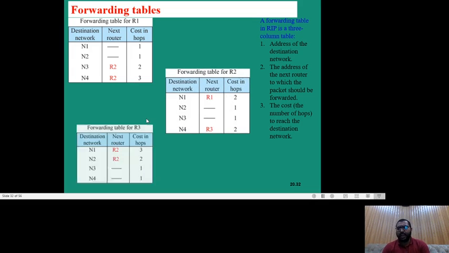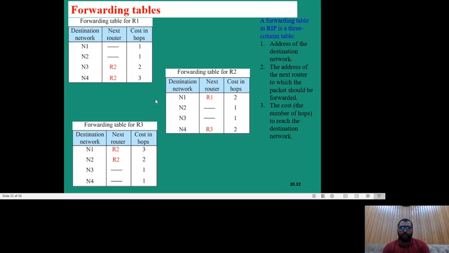Similarly, for R2 and for R3, the forwarding table will work the same way. We can take just one entry, like N4. N4 is connected with R2 through R3, and the number of hops in between is 2. The same goes for router 3.